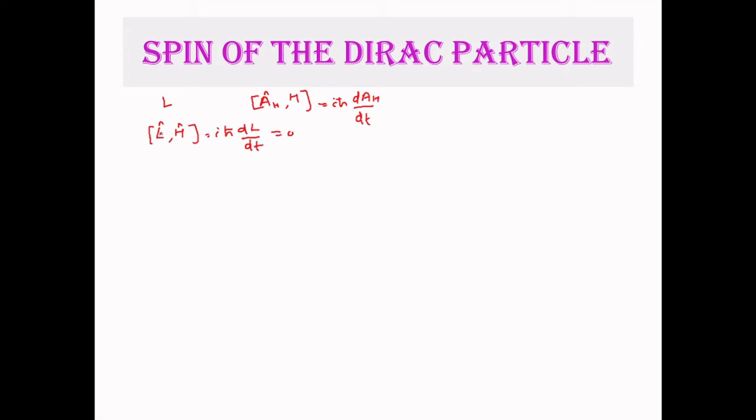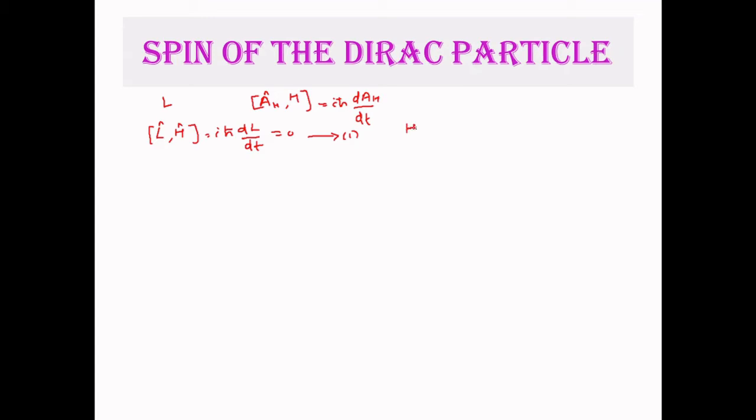Since the orbital angular momentum is conserved, this particular commutator is 0. So the value of iħ dL/dt is equal to 0. It means L is a constant of motion. So now we can check the value of iħ dL/dt. So we are considering a three-dimensional problem.